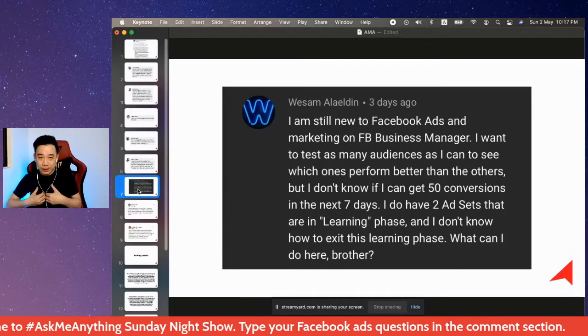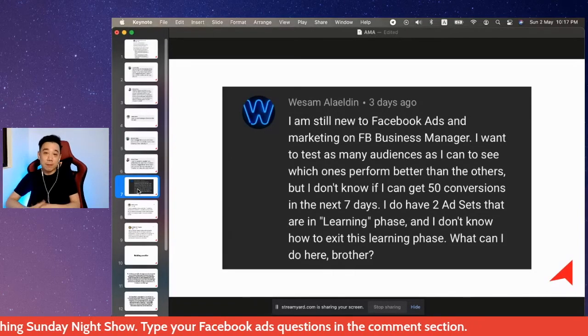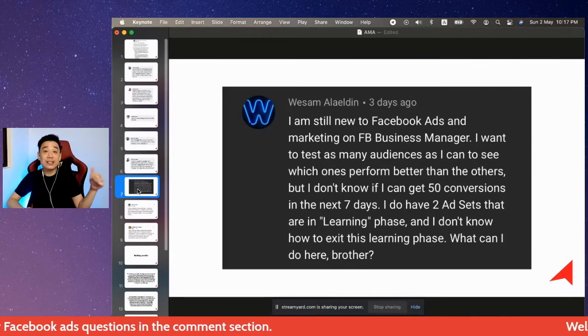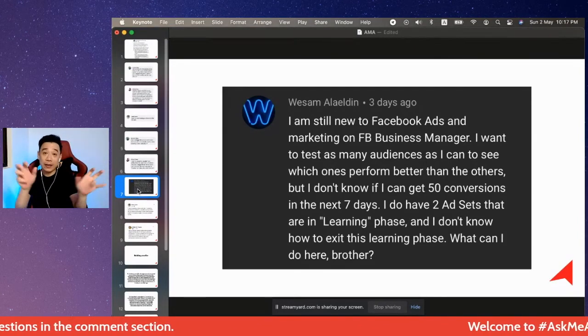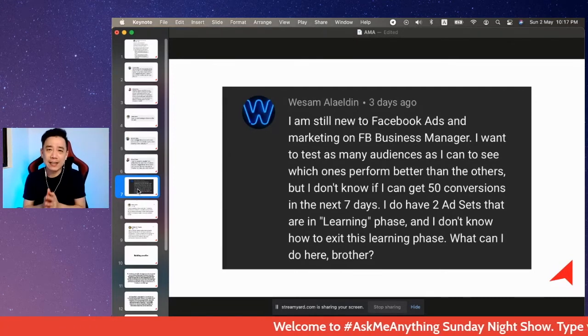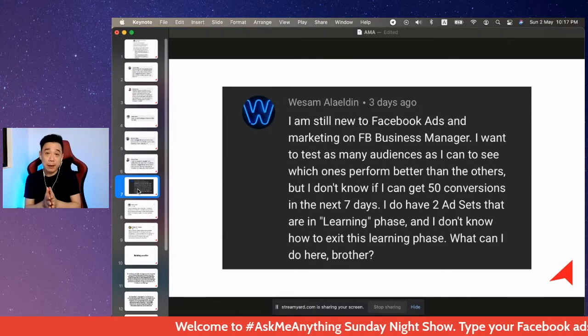So in my opinion, very simple. If you're not having a big budget, let's ditch the idea of testing the detailed targeting, the so-called audiences, that you are having right now. Instead, focus on getting a campaign that works. You get what I mean?